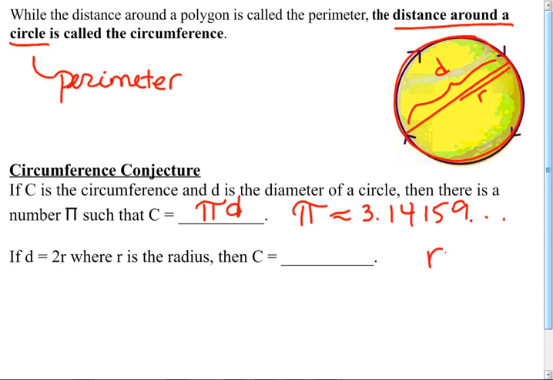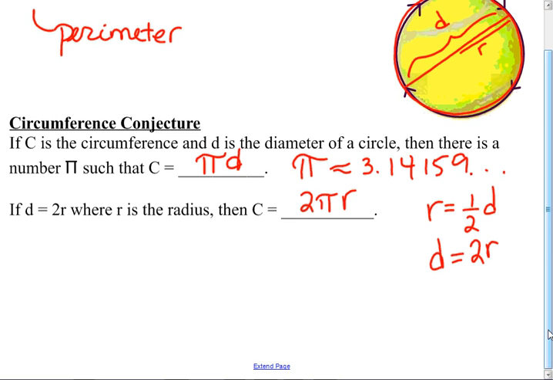The radius is half the diameter, right? Or the diameter is equal to 2 radii. So circumference is 2 pi r. Those are the two formulas you need in this section. And there's a little problem solving. We don't just give you a bunch of circles and have you find circumference. We change it up a little bit.